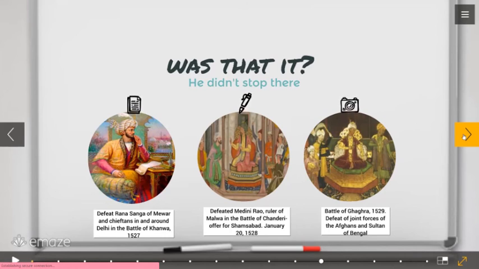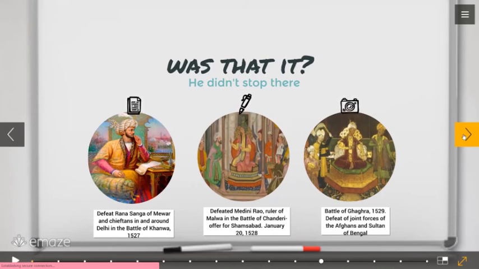So on January 20, 1528, after the Battle of Khanwa, they fought the Battle of Chanderi, and this place was also easily won by Babur. Next comes 1529. See, it's all consecutive. In consecutive years, all the important wars are taking place. The Battle of Ghagra was the last battle that Babur actually fought in India. So in 1529, he fought the Battle of Ghagra.